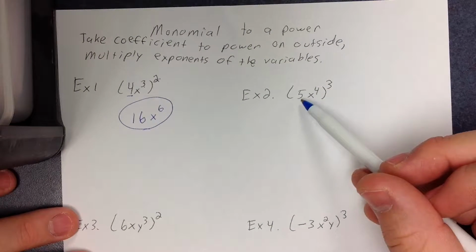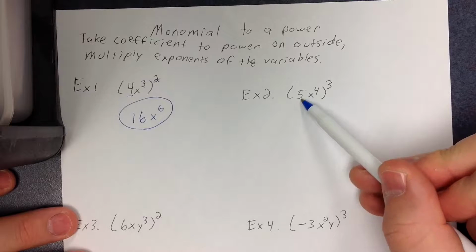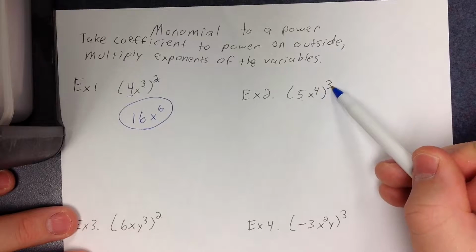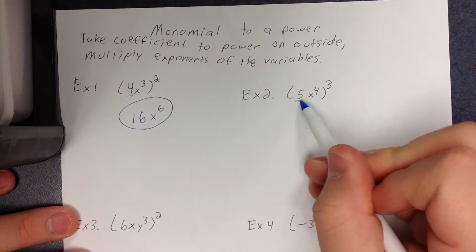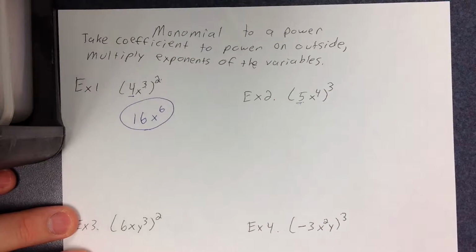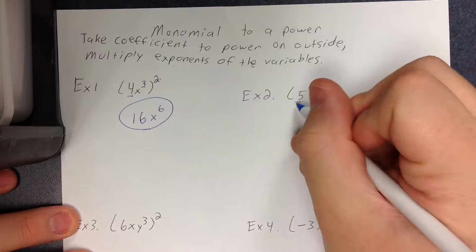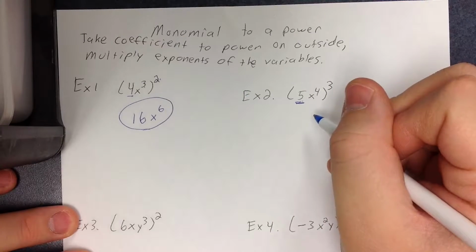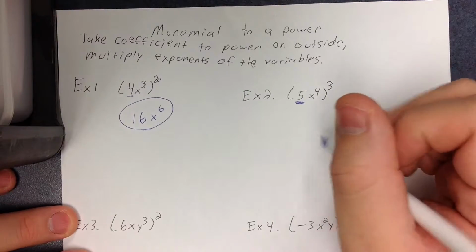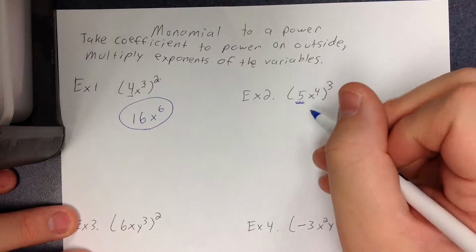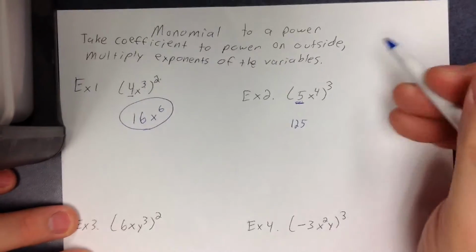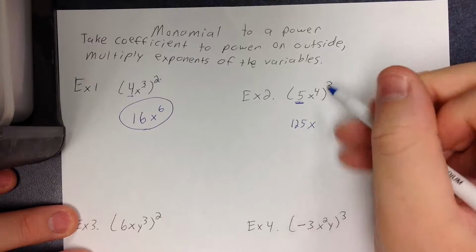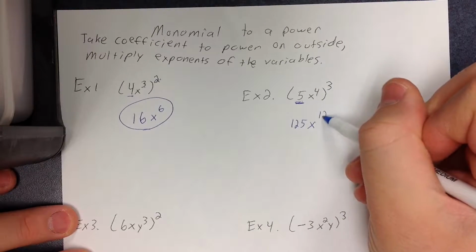Second example, again I've got (5x^4)^3. So the coefficient is 5, so I take it to the 3rd power, which again, 5 to the 3rd means 5 times 5 times 5. So 5 times 5 is 25, times another 5 is 125. Then on the exponents I multiply, so 4 times 3 is 12.